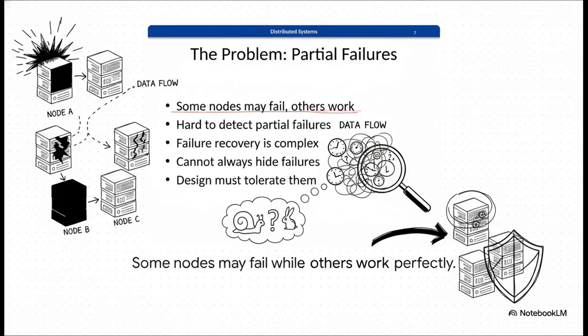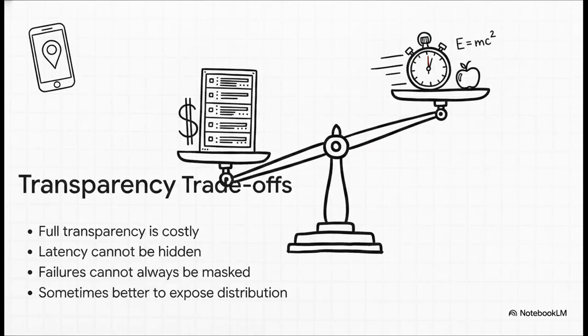Because we don't have that global clock we talked about, how do you even know if a node is actually dead or if it's just running super slow? A system's design absolutely must be built to tolerate these partial failures, rather than just crossing our fingers and hoping they don't happen. And because of those inevitable failures, engineers have to make some really tough transparency trade-offs.